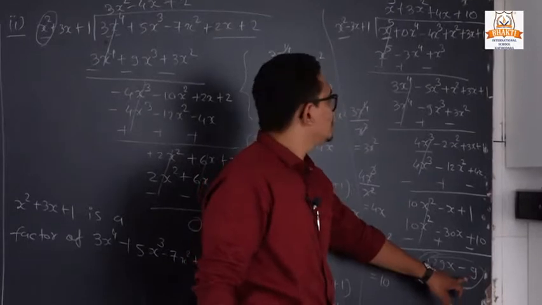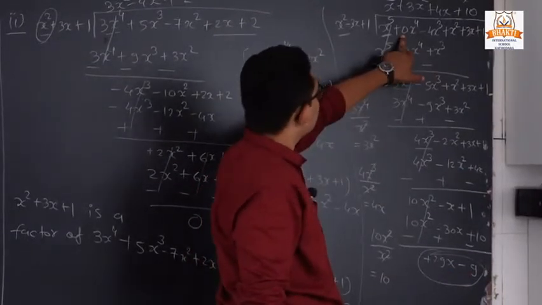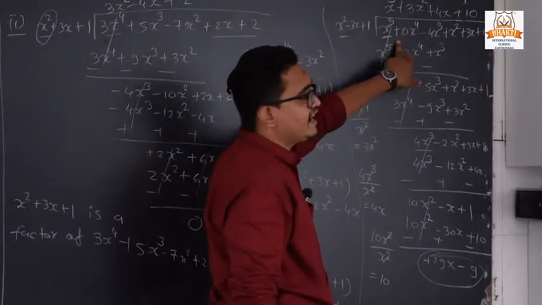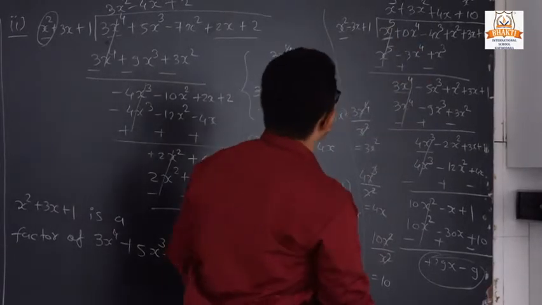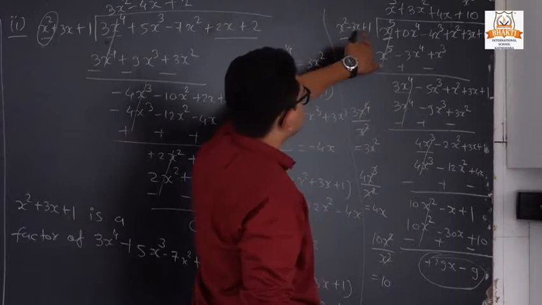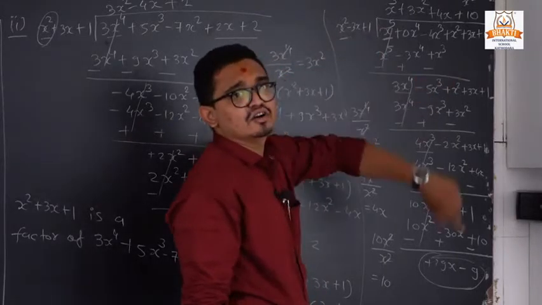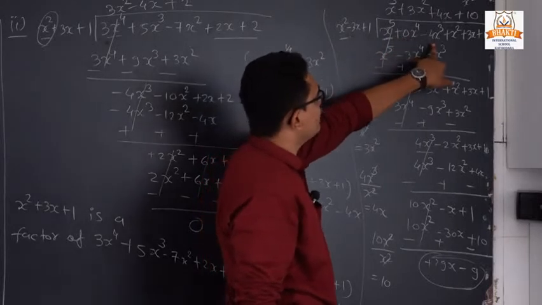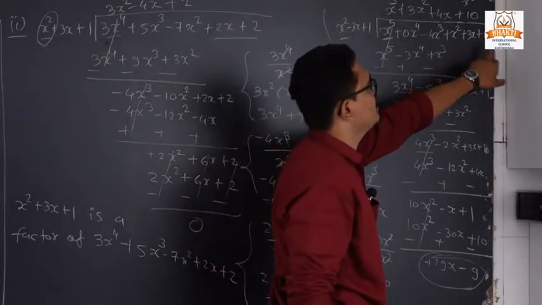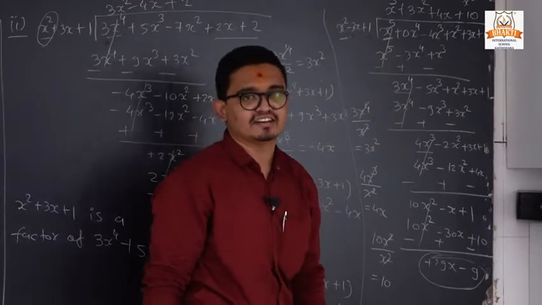So it means what? This is not a factor of that dividend. So finally we can write like that: x square minus 3x plus 1 is not a factor of x raised to 5 plus 0x raised to 4 minus 4x cube plus x square plus 3x plus 1.